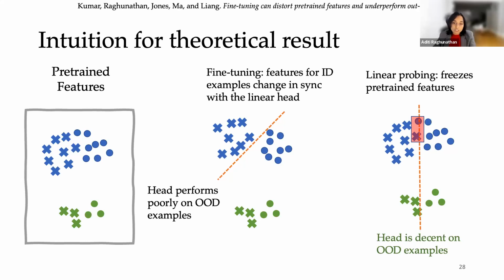And so this is why in distribution, fine-tuning or full fine-tuning actually does better. But in the process of updating the features, we might have destroyed the correspondences that exist between in and out of distribution points, leading to this kind of trade-off that we see here.